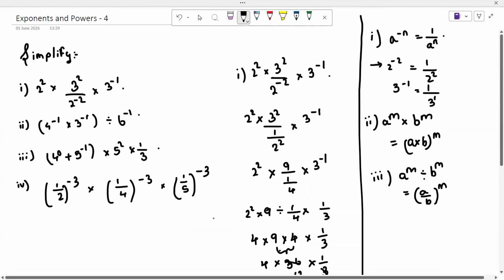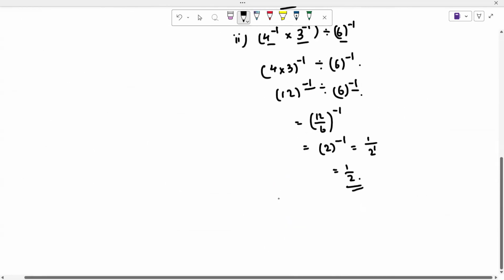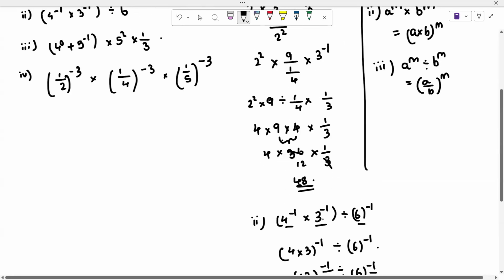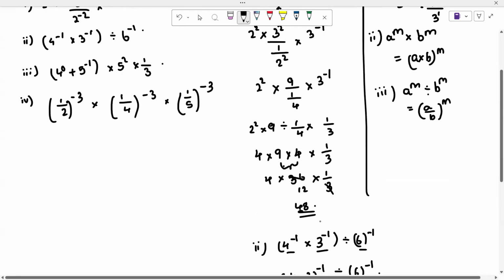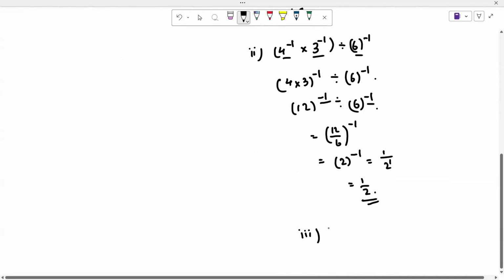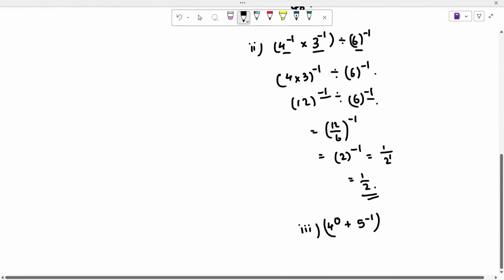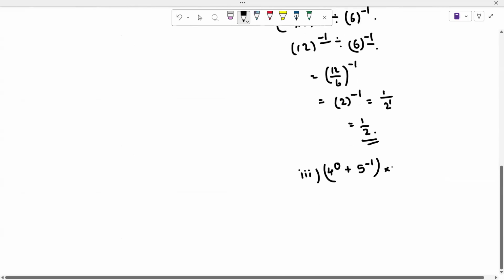Now let's move on with the third question. What is our third question? It says 4 power 0 plus 5 power minus 1, into 5 square into 1 by 3.